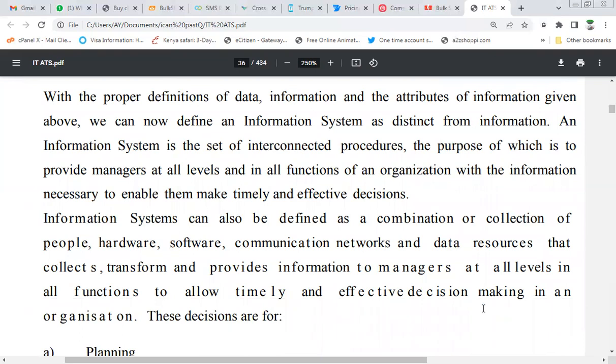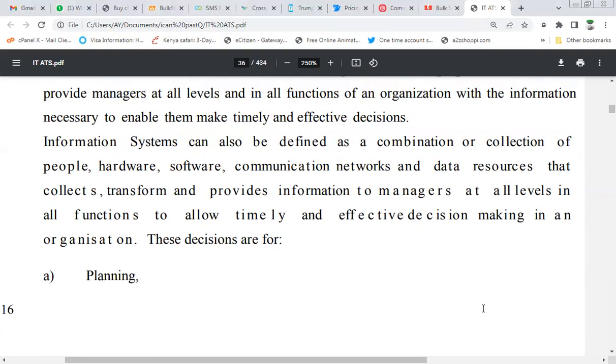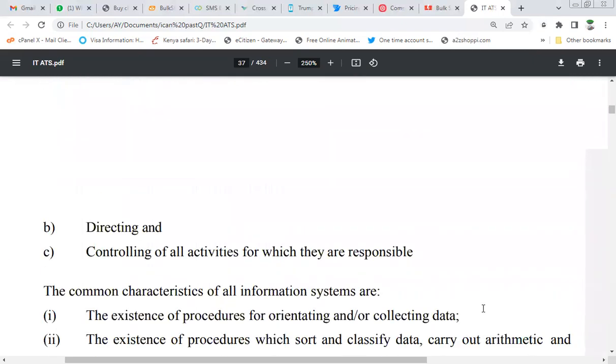Information system can also be defined as a combination or collection of people, hardware, software, communication network, and data resources that collect, transform, and provide information to managers at all levels in all functions to allow timely and effective decision making in an organization. Just look at it: a system is a combination of different elements. What are these elements? We have people, hardware, software, communication network, and data resources. All these come together to disseminate information, which you've already processed from your raw data, to the general public. So these decisions are for planning, directing, and control of all activities for which they are responsible.